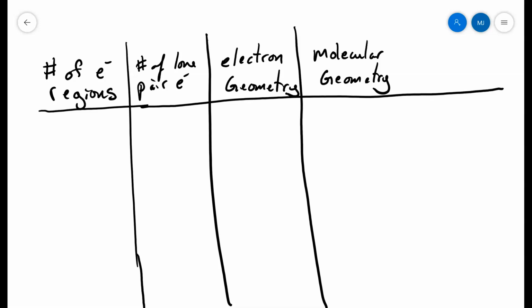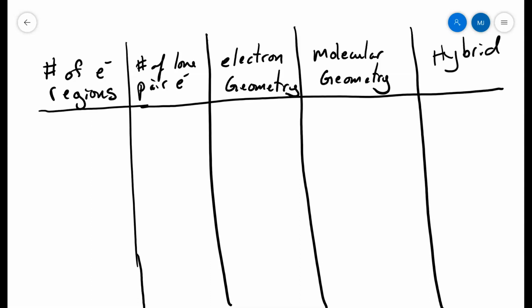Now, there's going to be one more column. We're probably not going to get to this in this lecture, but make it in your notes: one more column, and that's going to be the hybrid orbitals. That column's probably going to be unfinished till a later lecture. So, we're going to start with the simplest and work to the most complex.